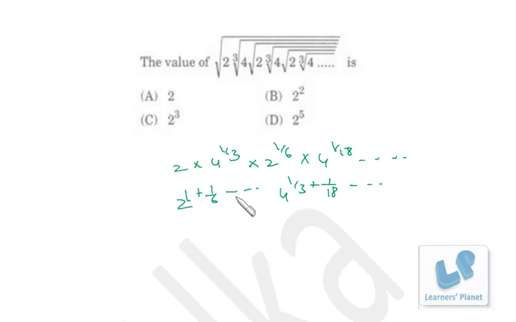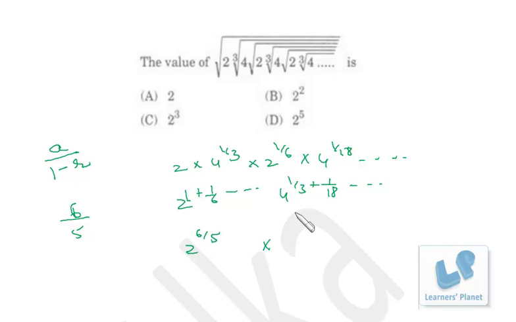This is a geometric progression and this is also a geometric progression, right? So what is the sum of an infinite geometric progression? That is a upon 1 minus r, where a is the first term and r is the common ratio, right? So here the first term is 1 and the common ratio is 1 by 6. So this sum will be 1 upon 1 minus 1 by 6, or I can say 5 by 6. So this is 2 raised to 6 by 5, okay?